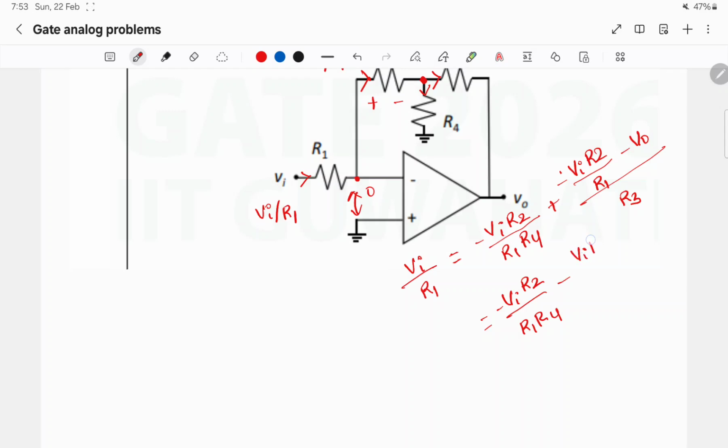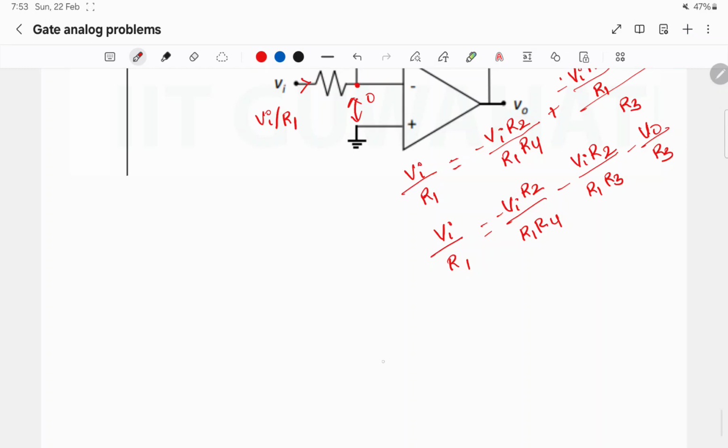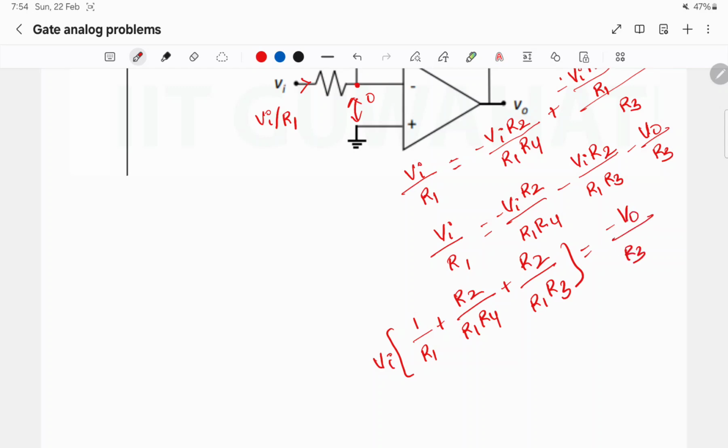minus Vi into R2 by R1 R3 minus V0 by R3, equal to Vi by R1. If I bring the Vi terms to one side, it will be 1 by R1 plus R2 by R1 R4 plus R2 by R1 R3 minus V0 by R3.